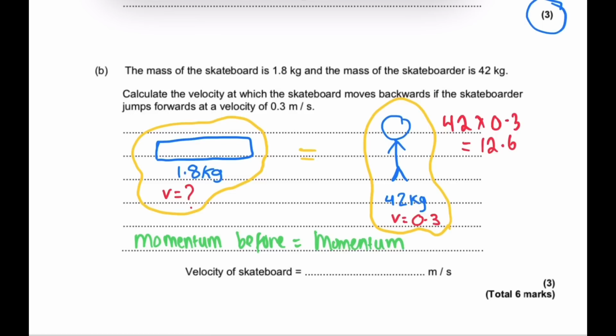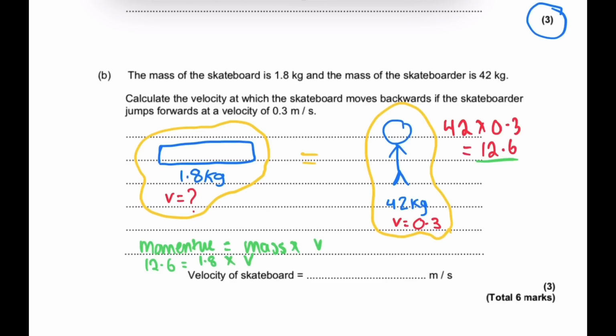So what we can do now is rearrange the momentum equation, which we know is the momentum equals the mass times the velocity. So we can now put in these numbers. We know that the momentum is 12.6 equals the mass, which we know is 1.8, times by the velocity. So now in order to rearrange for v, we are going to do 12.6 over 1.8, which we get an answer of 7. So the final answer is 7.